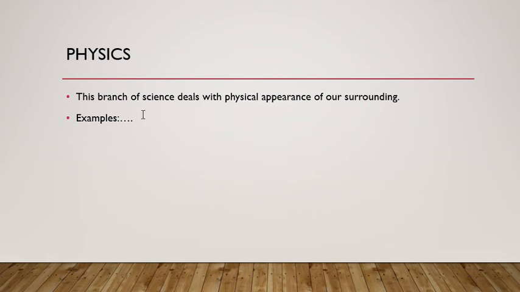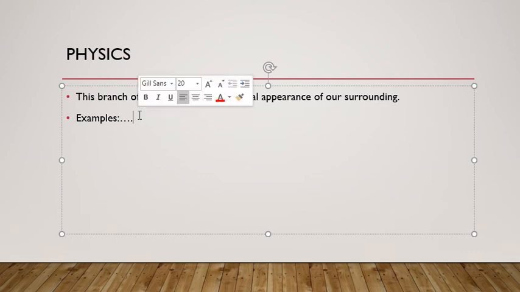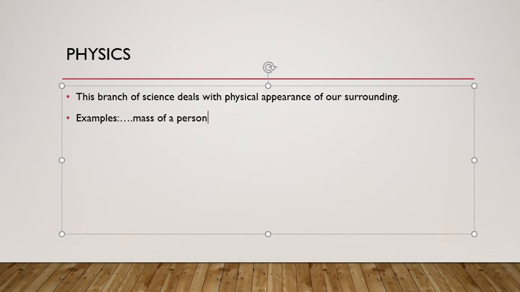Okay, as an example, we can write that physics deals with the mass of a person. A person's mass, like 70 kg, 80 kg. In his appearance, he looks so fat. It means he has a larger mass. He has a great mass.